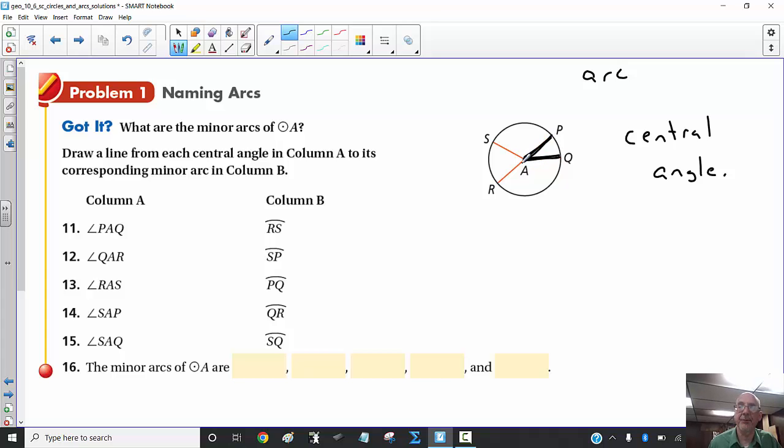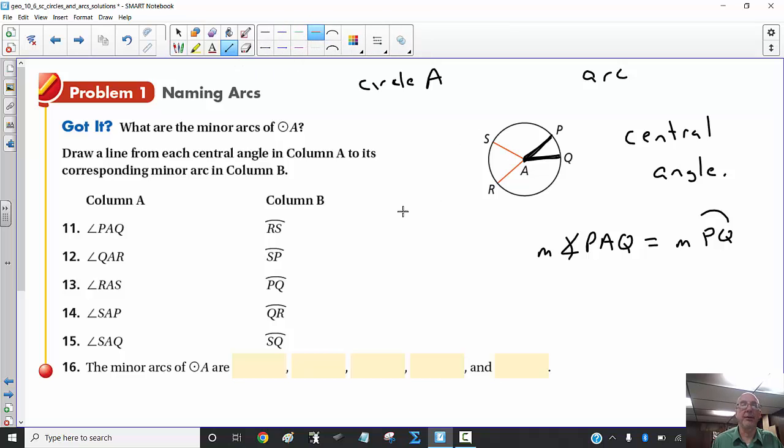And this is the center A. This is, as I said before, circle A. PAQ, that central angle, the measure of angle PAQ is equal to the measure of the arc PQ. They are synonymous. Central angle, arc, yes, in terms of measurement. So on that idea, let's find PAQ. We need to find PQ. This. There we go. There's the matchup.